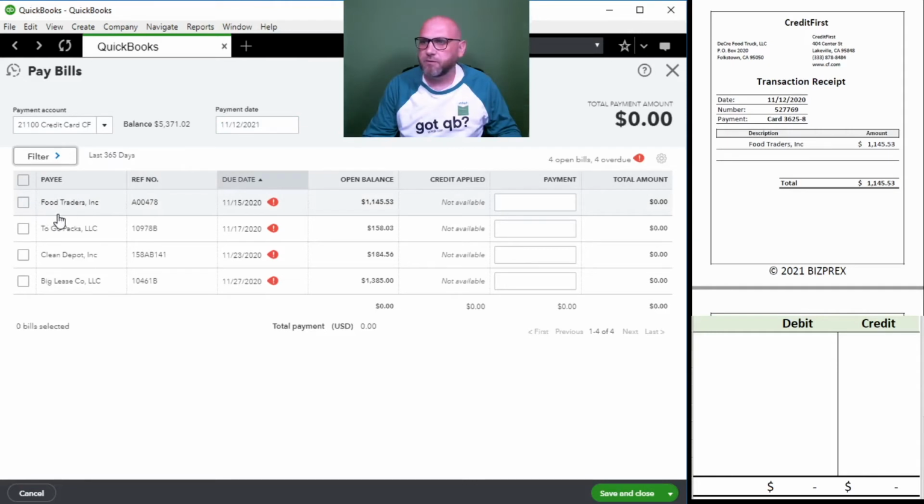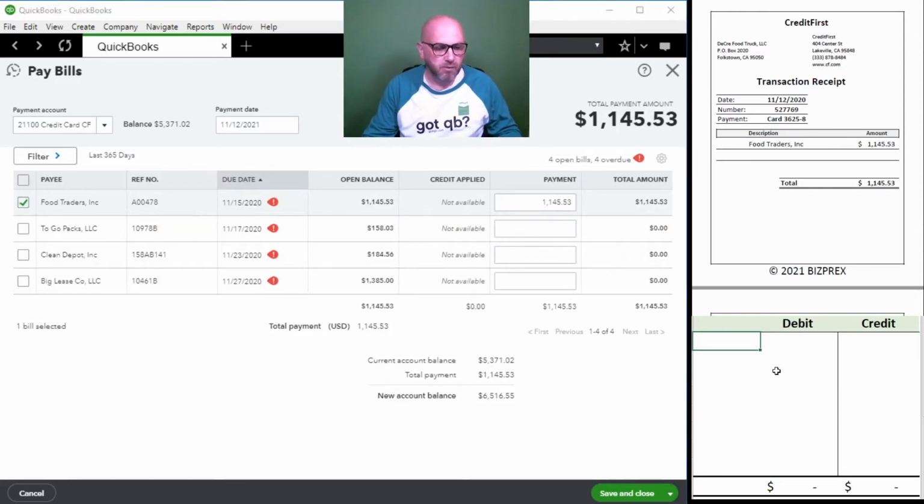We're paying, in this case, food traders. All right, we're entering full amount. Excellent. All right, so what's happening here? Well, once we process this payment, right, our accounts payable, because right now it's an accounts payable, will go down, right? And accounts payable being a liability, it has to be debited to decrease, right? However, we're paying it with a credit card, which is another liability. In this case, it's more tied to us as the owner.